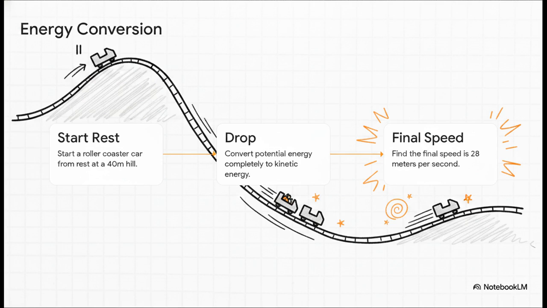As it plummets, it converts that potential energy entirely into speed. By the time it hits the bottom, where the height is zero, all that stored energy is now pure motion, rocketing the passengers forward at a thrilling 28 meters per second. For context, that's roughly 100 kilometers per hour, just from dropping.